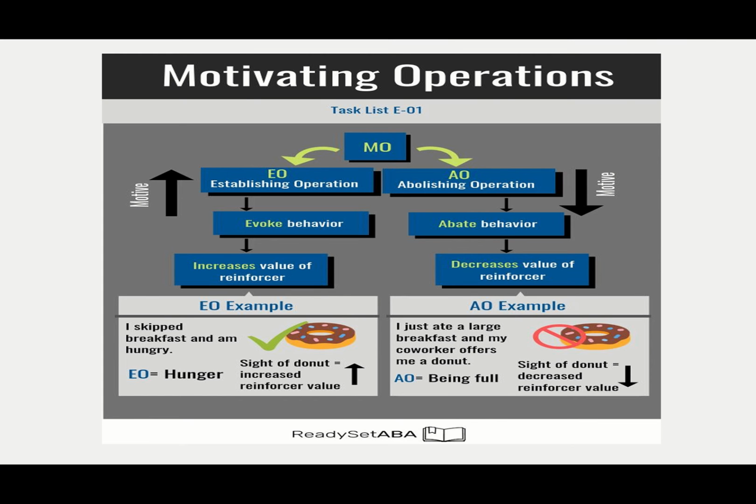On the other hand, you have abolishing operation. Abolishing operation evokes a decrease in behavior, meaning it decreases behavior, and it decreases the value of the item or activity as a reinforcer because we're in that state of satiation of that item or activity. Let's take a look at this example.